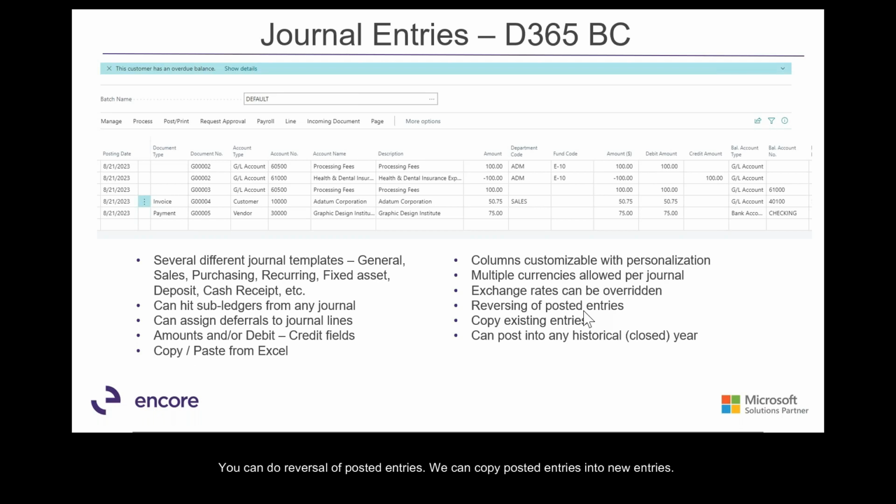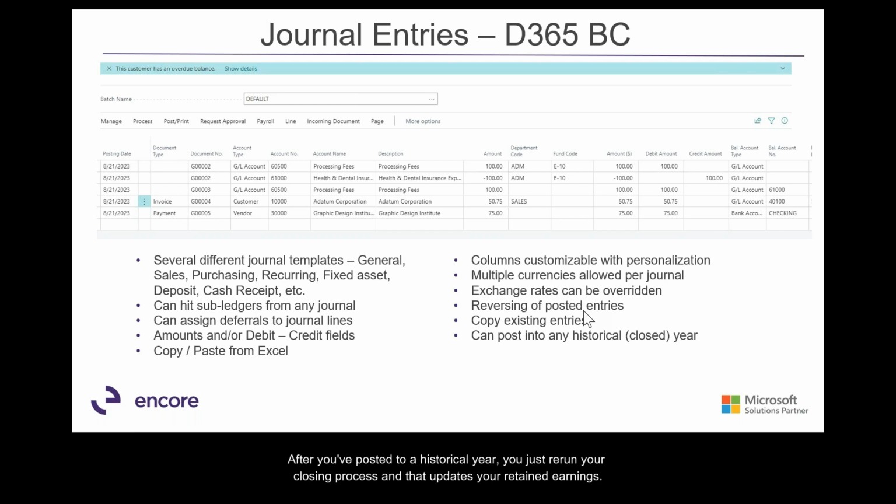You can do reversing of posted entries. We can copy posted entries into new entries. And we also have what are called recurring journals. It's not a recurring batch, but it's a recurring journal that you can run multiple times. You can schedule that, and then you can post into any historical year. After you post into a historical year, you just rerun your closing process, and that updates your retained earnings.